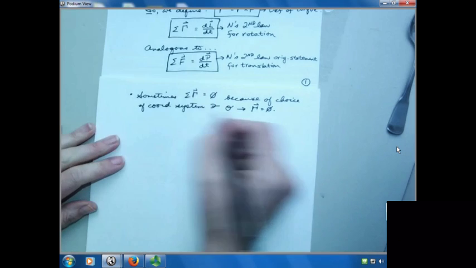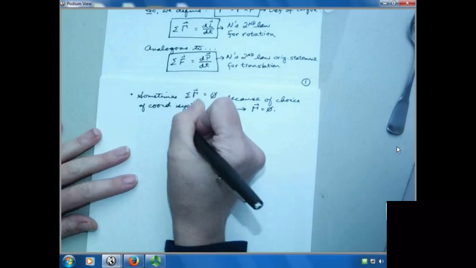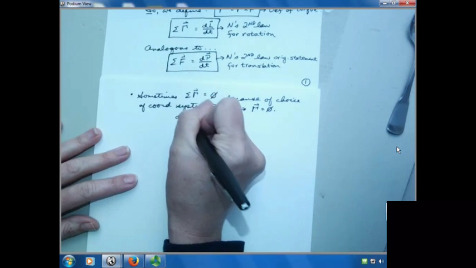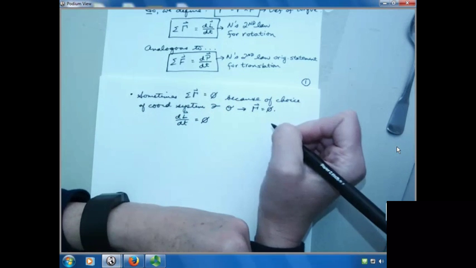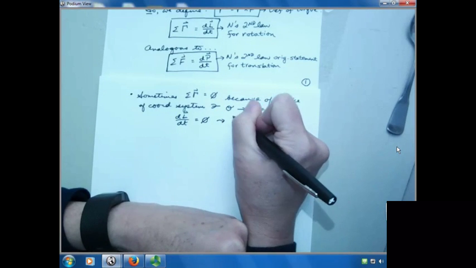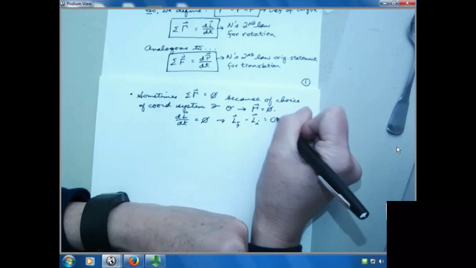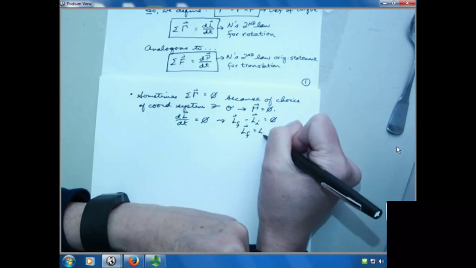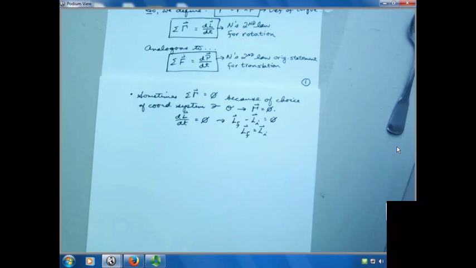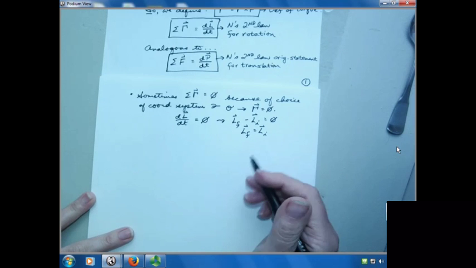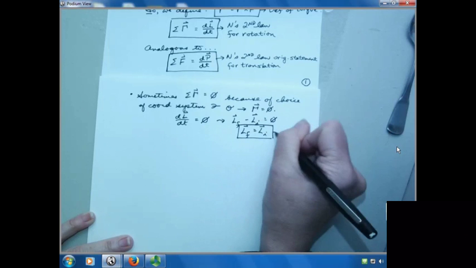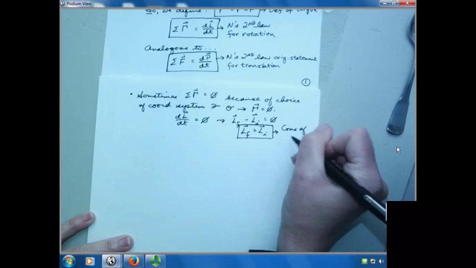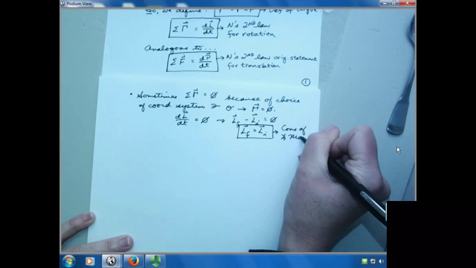in that case, if the torque is zero, then what we have is dL/dt is equal to zero. You can multiply both sides by dt and integrate, which will give you L final minus L initial equals 0, or L final equals L initial. That's another fine way to write the statement that is going to be our statement of conservation of angular momentum.